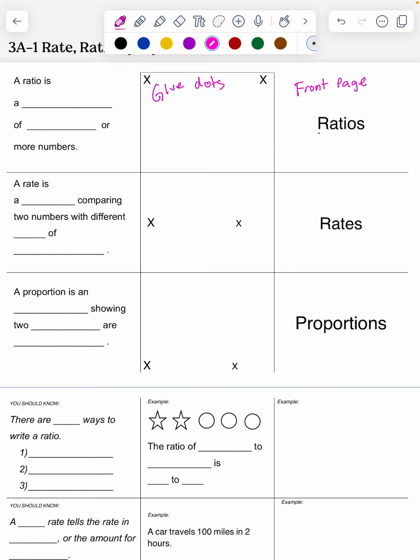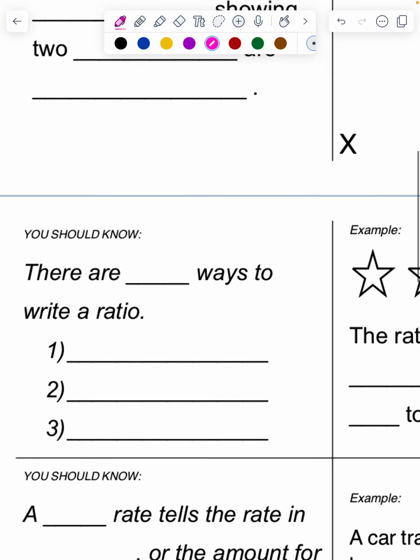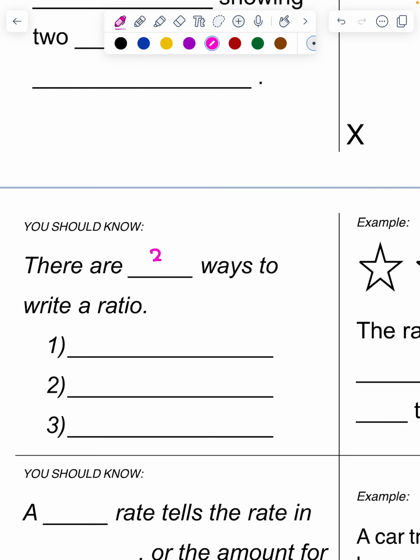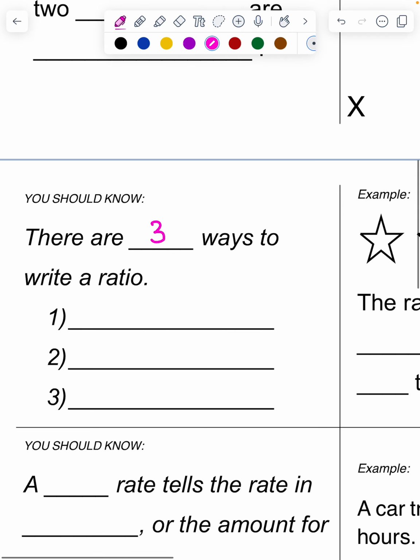So the first thing I'm going to talk about is ratios. A ratio is a comparison of two or more numbers. You have been working with ratios because 7/2 is a ratio. There are 3 ways to write a ratio.